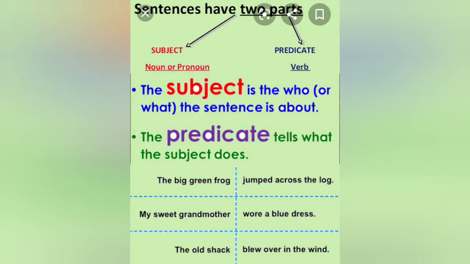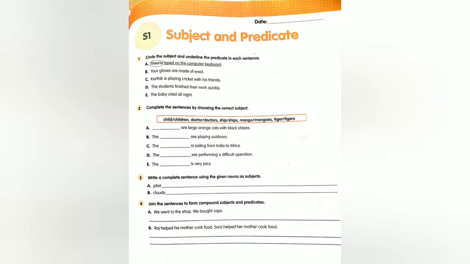Now students, open your S1 and let's start doing it. Circle the subject and underline the predicate in each sentence. One has been done for us. Meena is the subject. Typed on the computer keyboard is the predicate. Next, your gloves are made of wool. Your gloves are the subject and made of wool is the predicate.